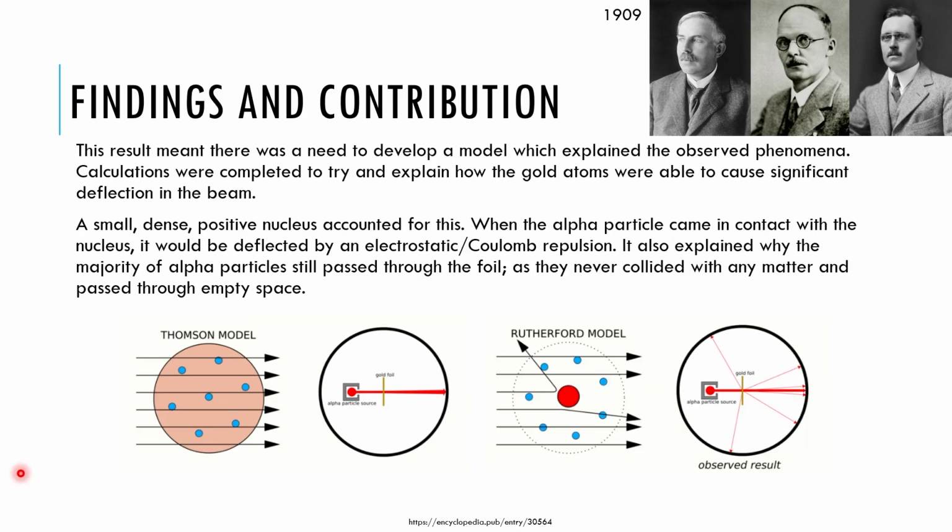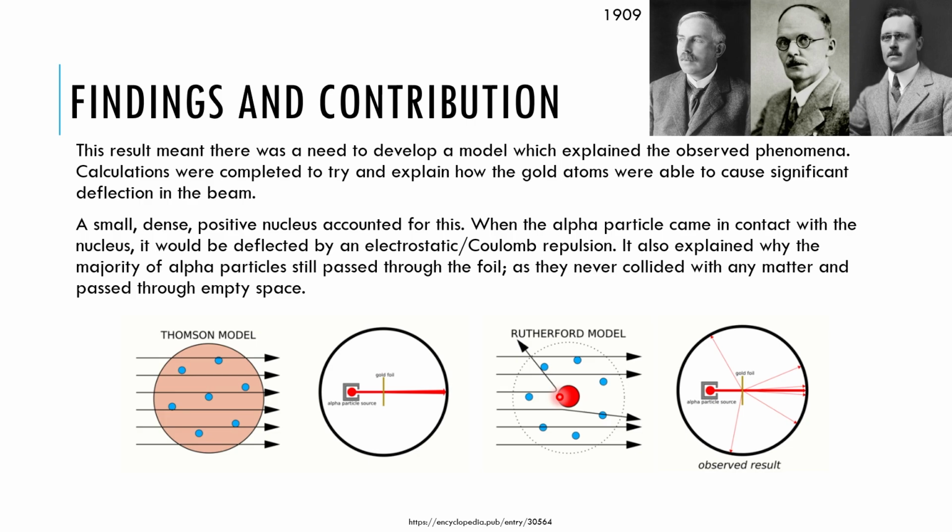What this suggested was that Thomson's model was imperfect, and there needed to be an explanation for the difference in results and a failed hypothesis. As such, Rutherford tried to develop a new model with features that would explain the observed phenomena. By quantitatively analysing the results, the conclusion was that there must be a small, dense, positive nucleus, and therefore, when the alpha particle came into contact with the nucleus, there would be deflection caused by a Coulomb repulsion. This accounted for all observations.